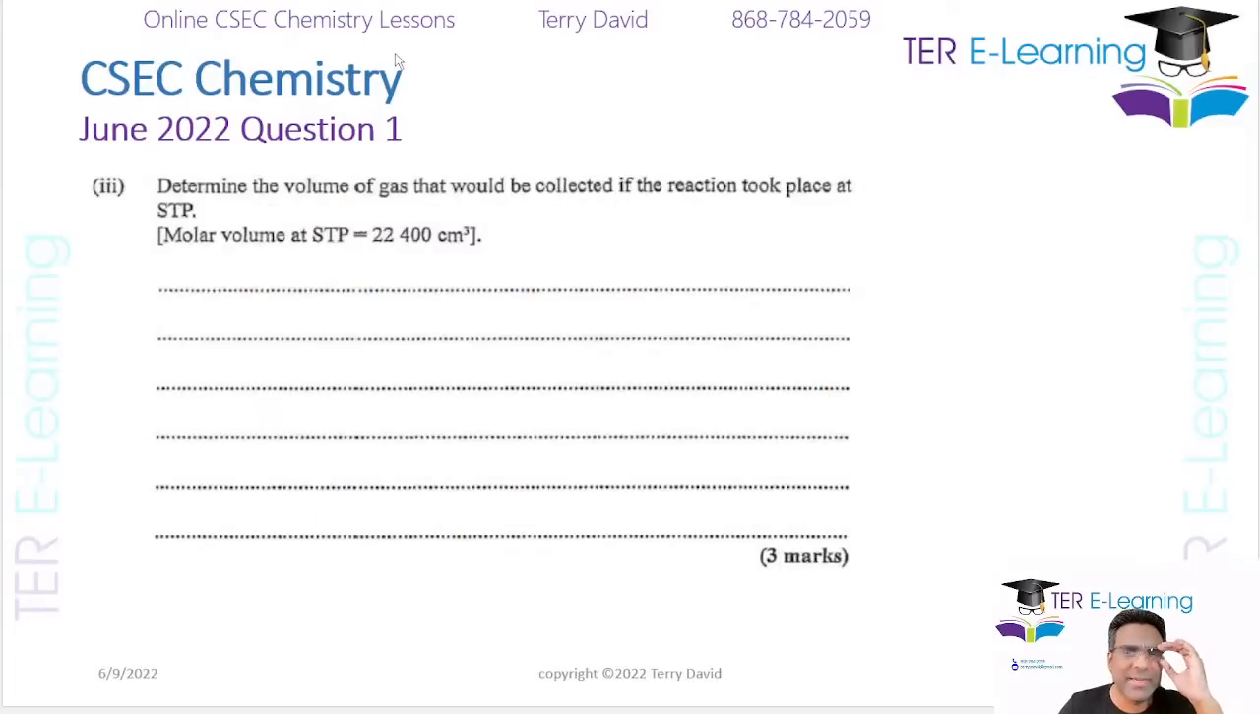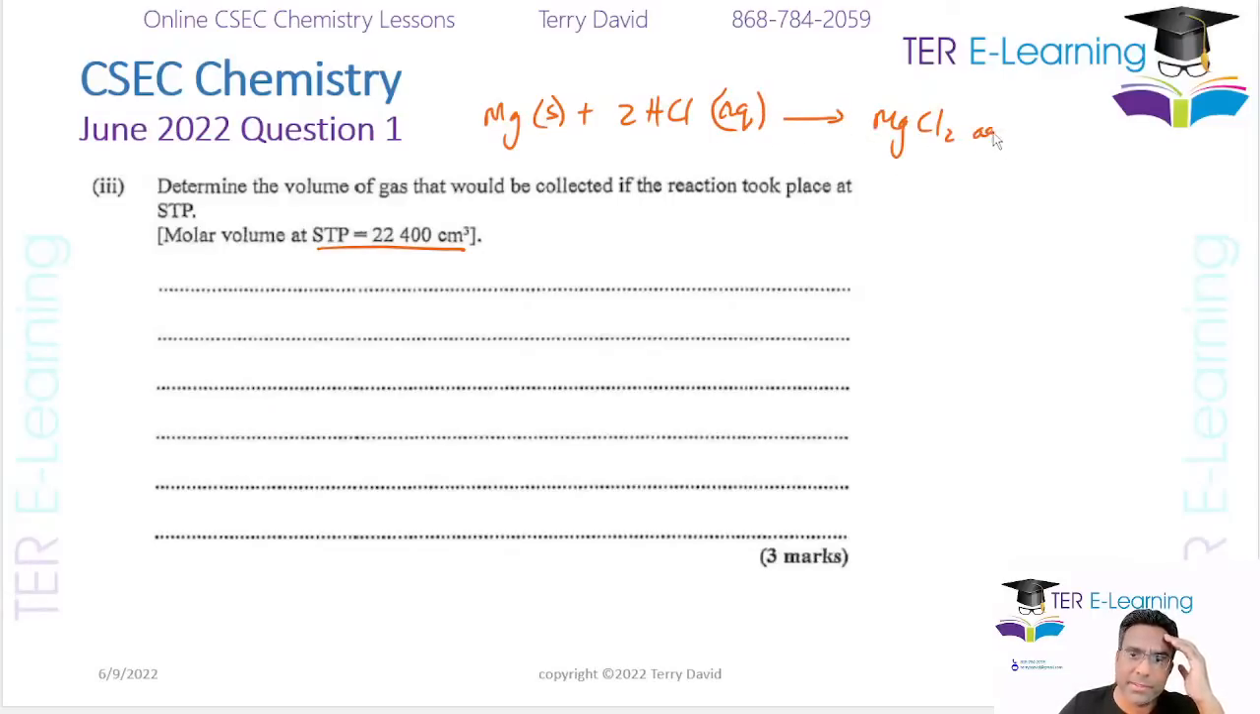All right. Next, determine the volume of gas that would be collected if the reaction took place at STP. So that's standard temperature and pressure, right? And they're telling me it's 22,400 cm3. Now your reaction, right? The chemical reaction that we had there was Mg solid plus 2 HCl aqueous, right, produces MgCl2 aqueous, right, plus H2 gas. Now, the reason why they wanted us to balance this equation is that we need it here, right?